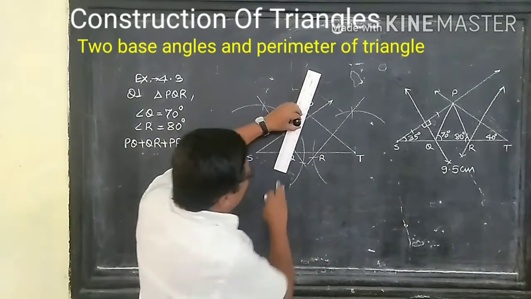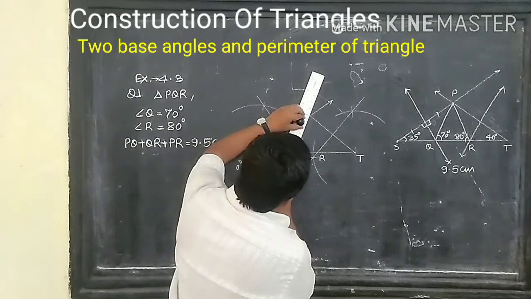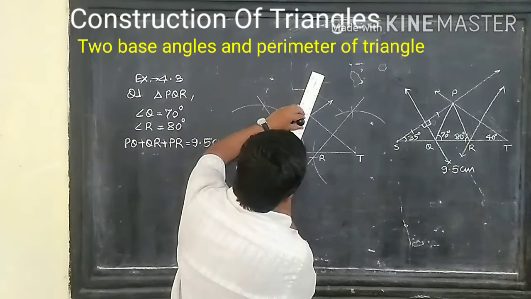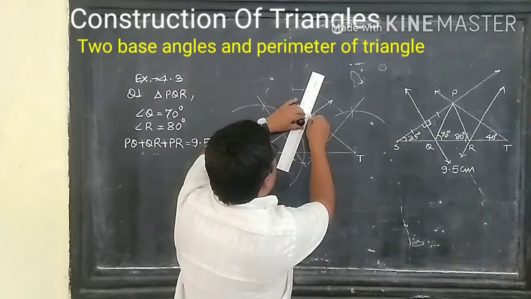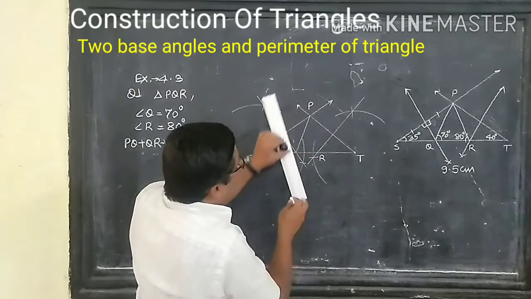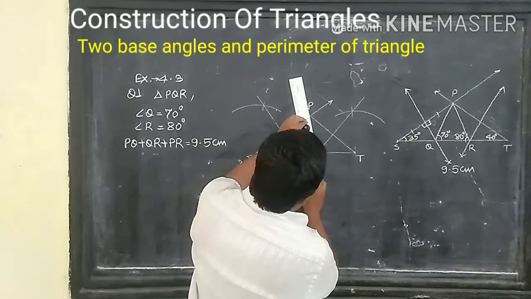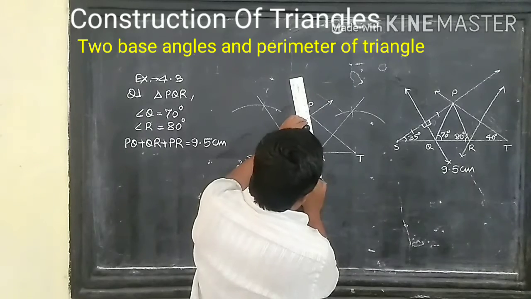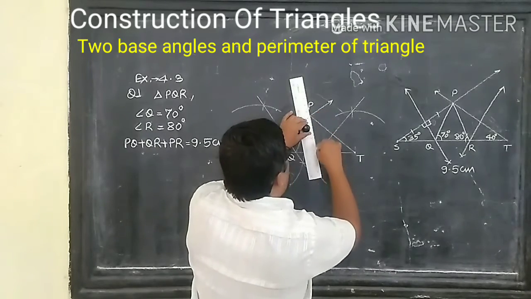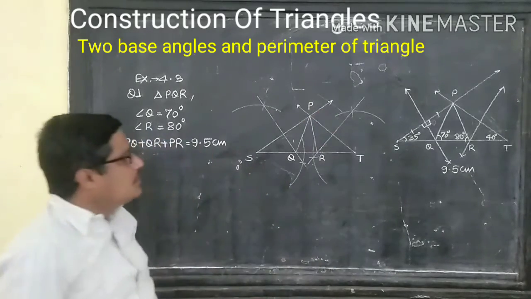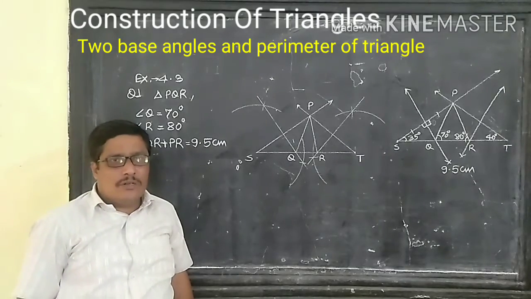After that, we have to join point P and Q. Similarly, point P and R. So this is about the construction.